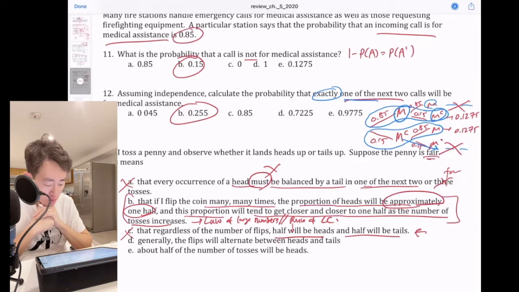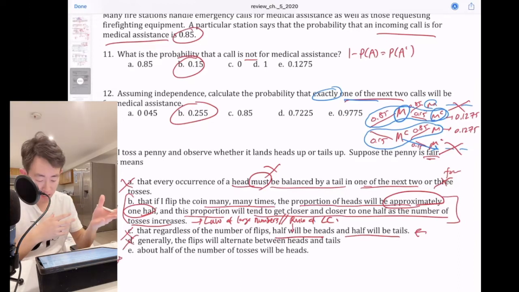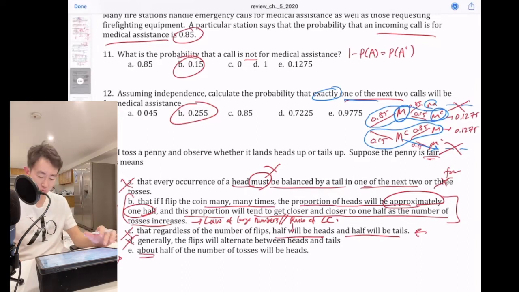Choice D: generally, the flips will alternate between heads and tails. So you're going to get heads, tails, heads, tails, heads, tails. You're not going to get multiple heads in a row. Not true. Choice E: about half of the number of tosses would be heads. E is like a condensed version of B. About half. So there's a cushioning word, about, but B is the better choice between the two. And you can probably see that when you read this answer on your own.